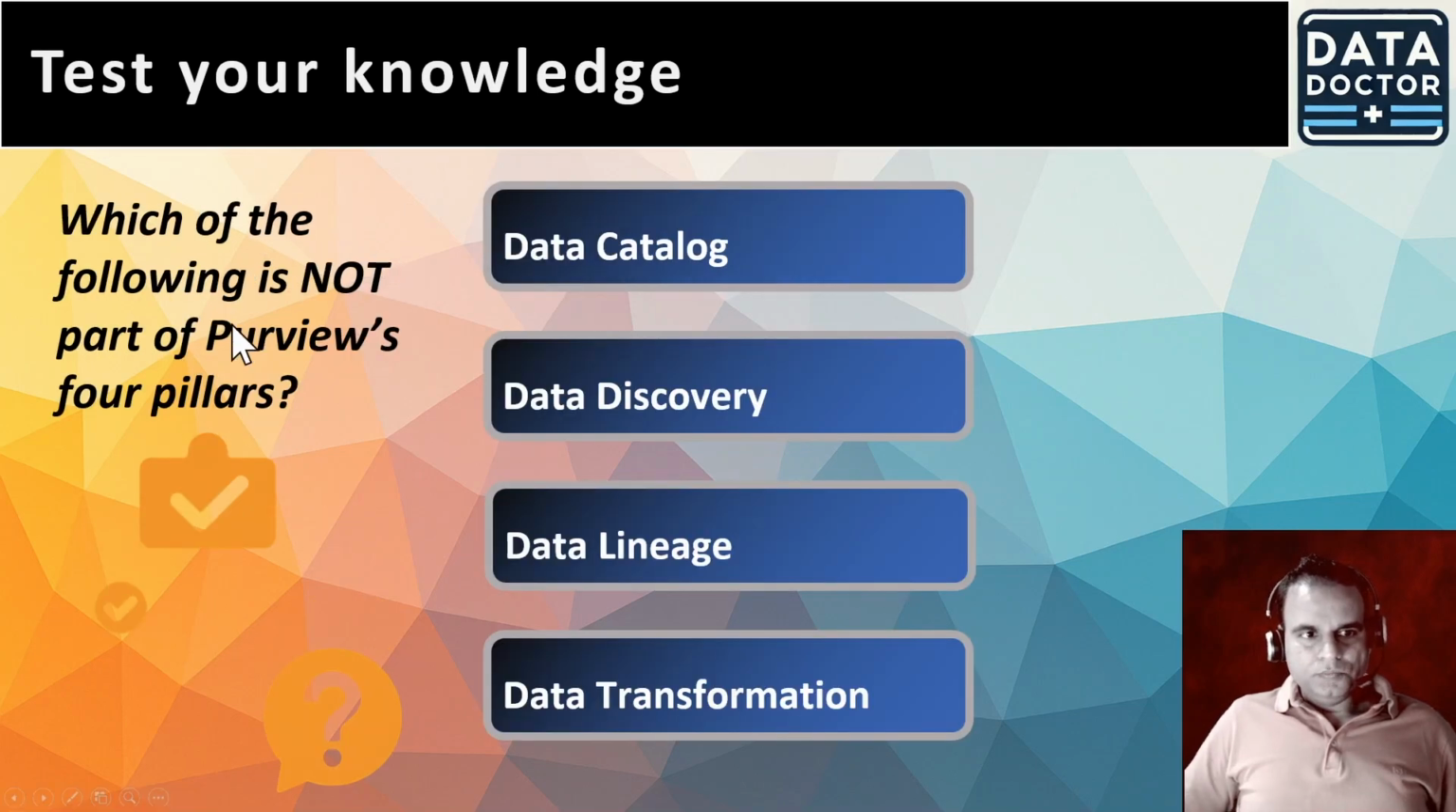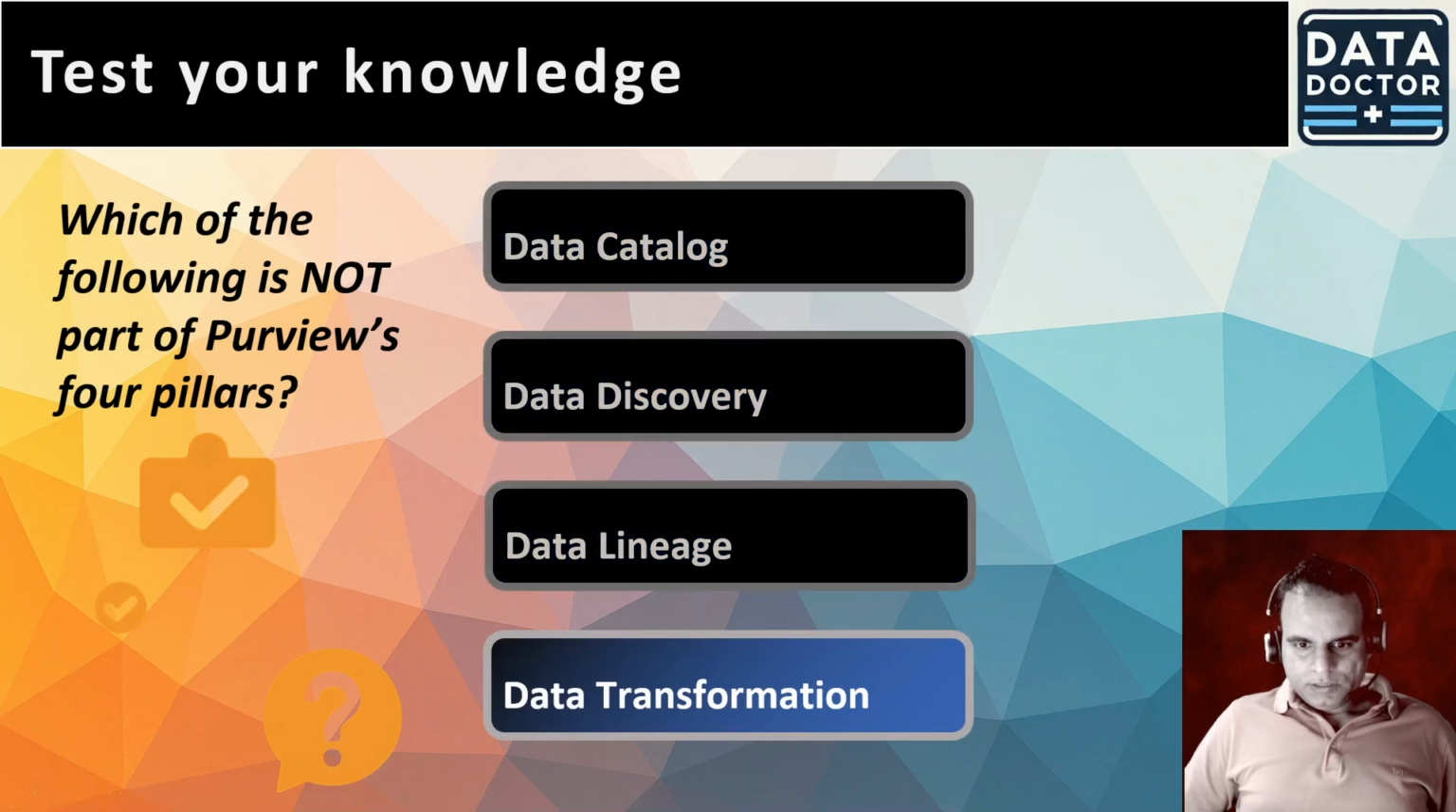The last question, which of the following is not part of Purview's four pillars? The options are data catalog, discovery, lineage, or data transformation. The correct answer is data transformation, because all of the other three options are part of Purview pillars.